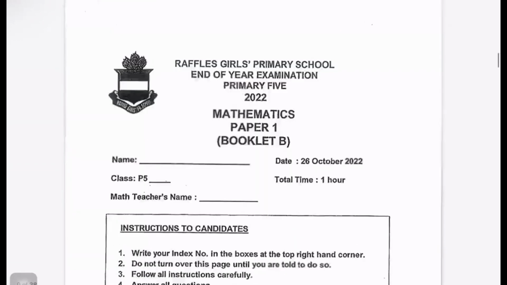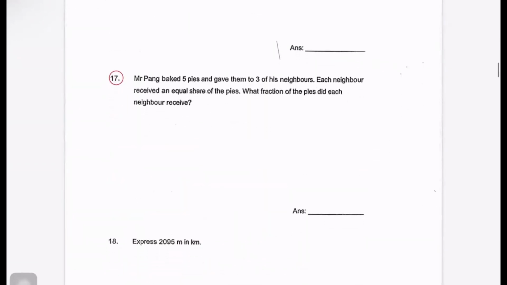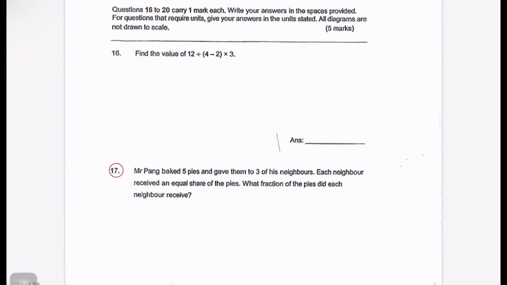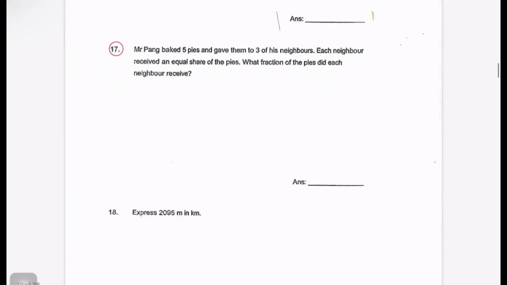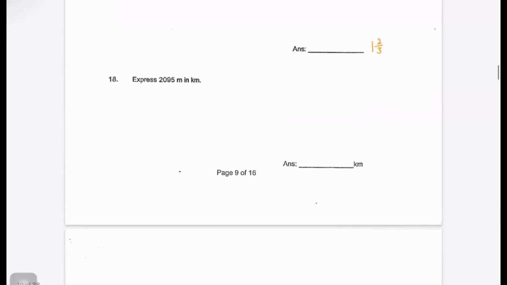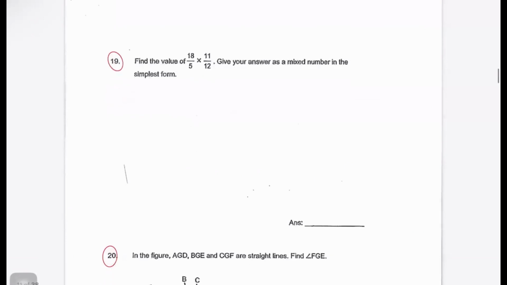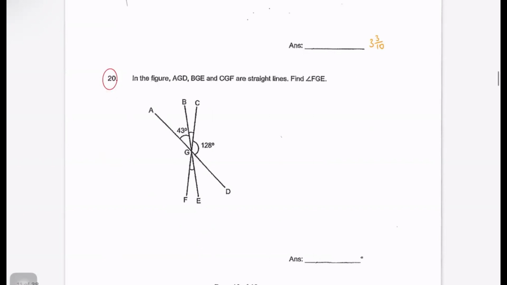Okay, then question 16. What was your answer? 18. Okay, then question 17? 1, 2, and 3. You mean like this? Yeah. Okay, then question 18? 2.095. Okay, question 19? 3, 3, 3, 3 of them. Like that, right? Yeah. And then that's all. You stopped here. Yeah. Okay, good.